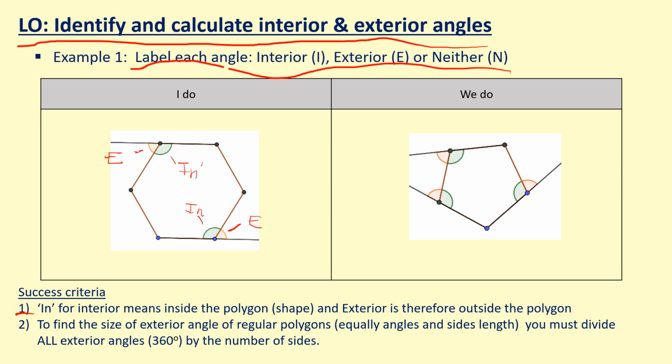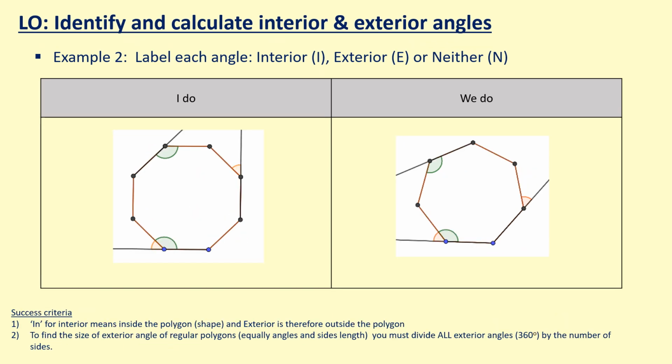Pause the video, have a go at the we do, please. On your we do question, you have had a third of each. So there were 3 interior green and 3 exterior red angles to identify. Let's practice another question, making sure that you're doing these under underlined I do's and we do's again.